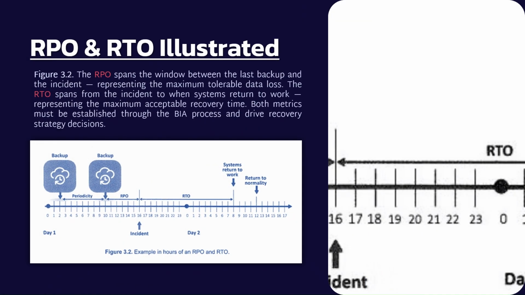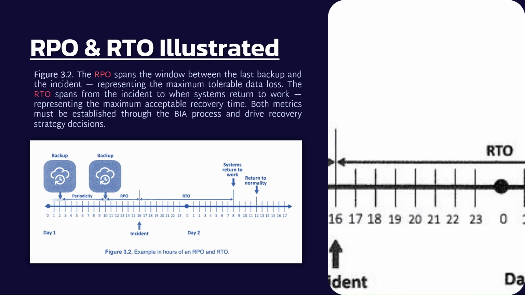This slide illustrates the relationship between Recovery Point Objective, RPO, and Recovery Time Objective, RTO. RPO represents the point in time to which data must be recovered after an incident. In other words, it defines how much data loss the organization can tolerate. RTO represents the amount of time the organization can take to restore systems and resume normal operations after a disruption.